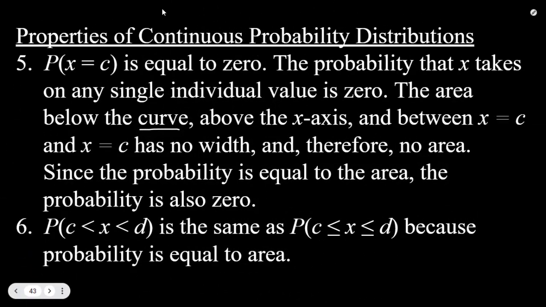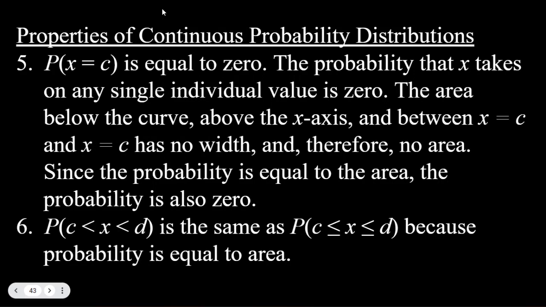Number 5, the probability that x equals c is 0. And the reason is technically because that one spot doesn't have any width, and so when we talk about area, it doesn't have any area. And so let's look at that. The probability that x takes on any single individual value is 0.